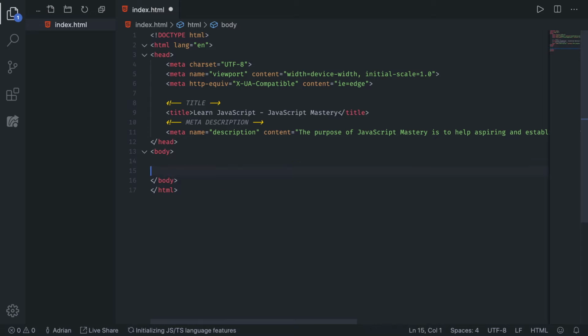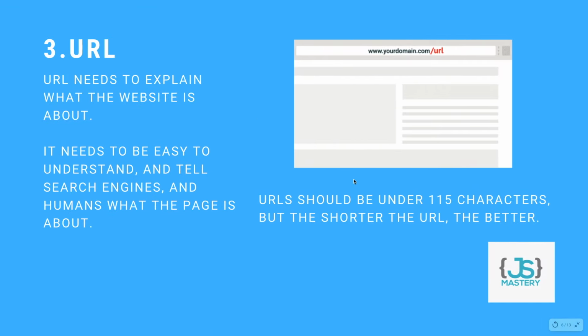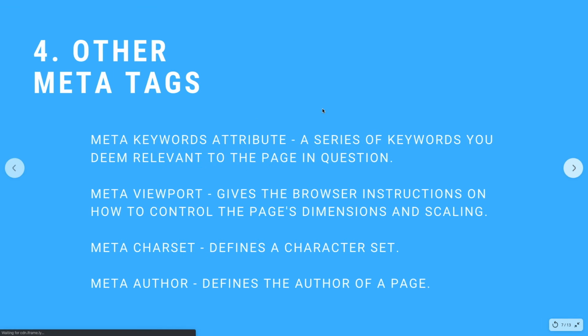Okay, now that this is out of the way, we can go to the fourth one. Fourth one is actually other meta tags. So with the title tag and the description tag, there are a lot of other meta tags that are important. Not as important as the description and the title, of course, but they still hold some value. So in here we can see that we have meta keywords attribute. A meta keywords is a series of keywords you deemed relevant to the page in question.